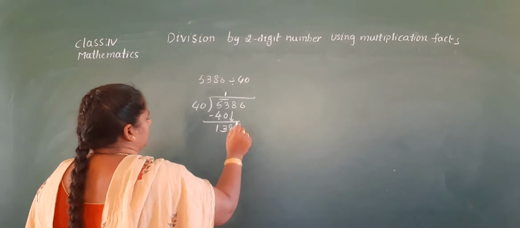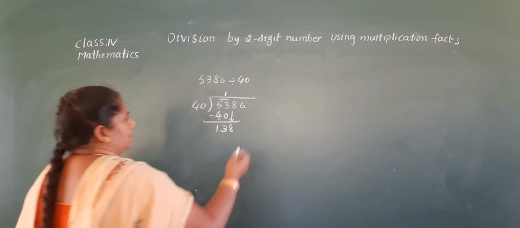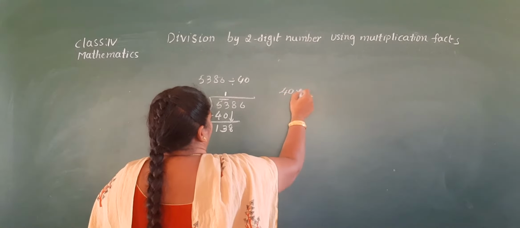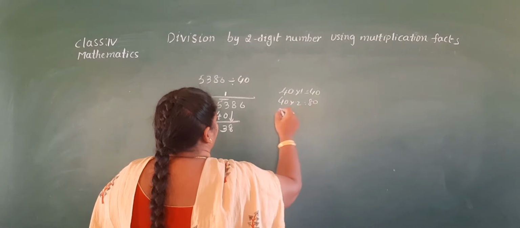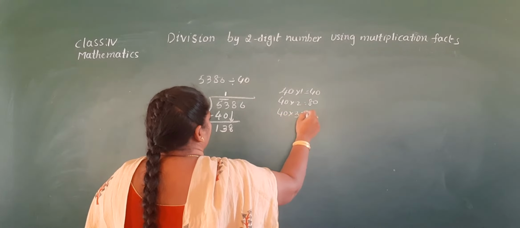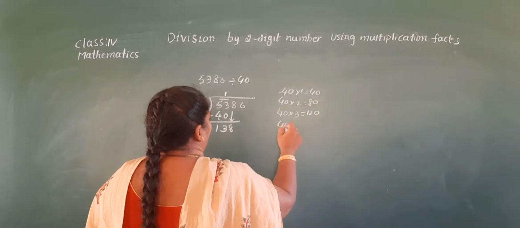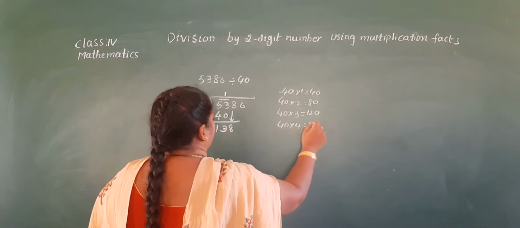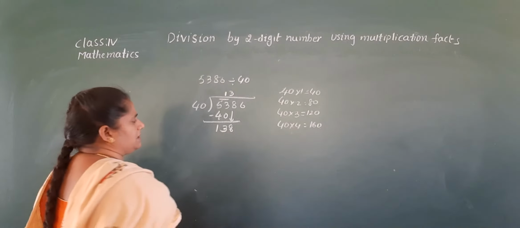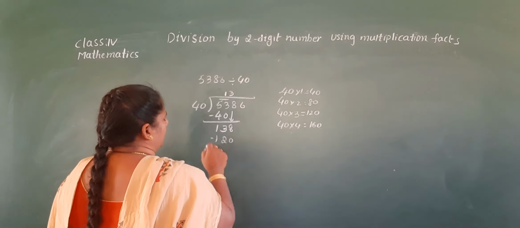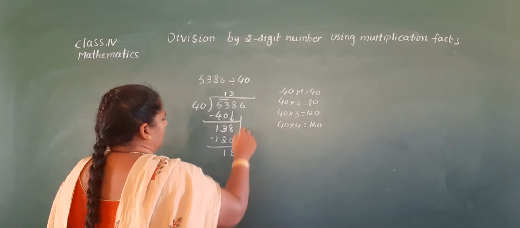Take down 8. How many times can it go? Write the 40 table aside. 40 ones are 40, 40 twos are 80, 40 threes are 120, 40 fours are 160, which is a big number. So take only 3 times. 40 into 3, 120. So 138 minus 120 is 18. Now take down 6.